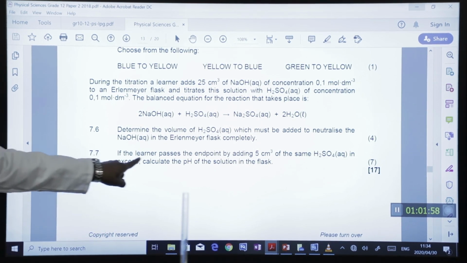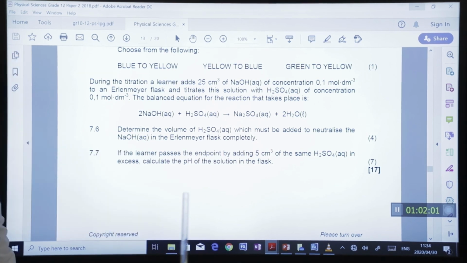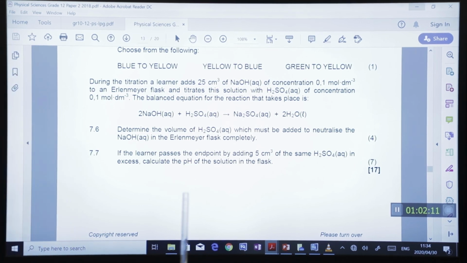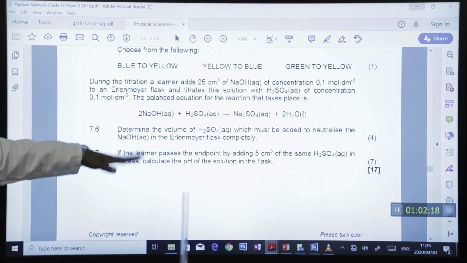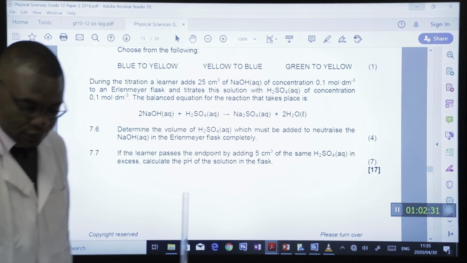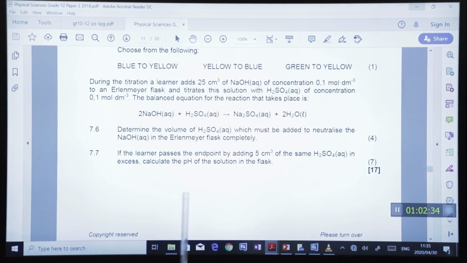Now the next part is saying if the learner passes the end point by adding 5 mils of the same sulfuric acid in excess, calculate the pH of the solution. Boys and girls, this is a very simple application, but we know very well that it's easy for you to mix up things. So I'll quickly show you a simple and straightforward method of calculating how you can do that. Okay. So let's do it like this.